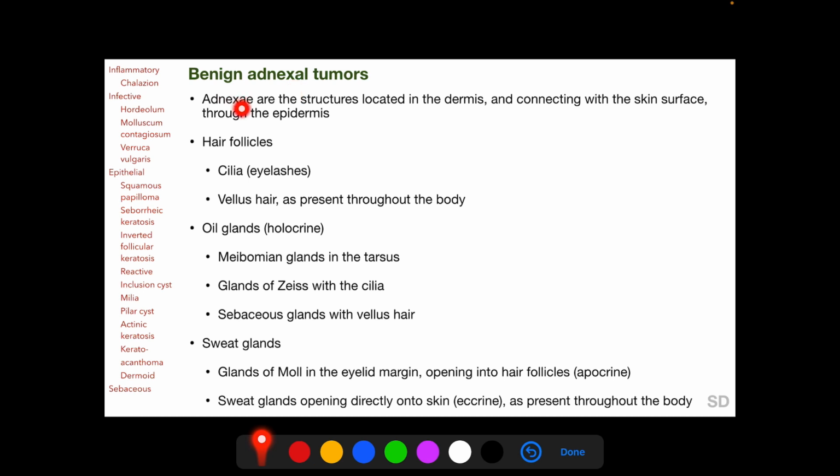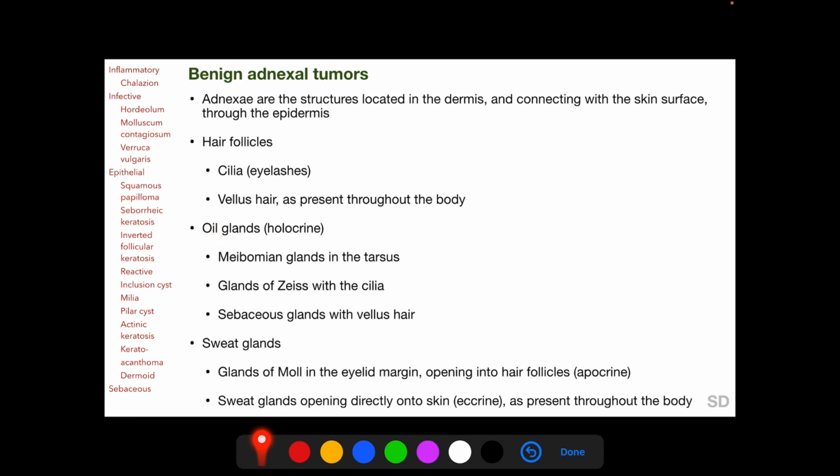And adnexae are the structures located in the dermis and connecting with the skin surface through the epidermis, and the adnexal structures include the hair follicles, the oil glands and the sweat glands. The hair follicles in the eyelid skin are of two types, the eyelashes or the cilia, and vellus hairs which are similar to the vellus hairs found throughout the rest of the body.